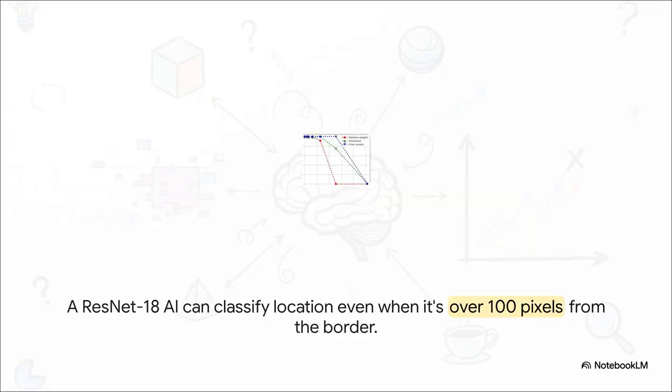And this isn't just a tiny problem happening right at the pixel-thin edge. The research showed that a really popular AI model could still guess an object's location with high accuracy even when it was over 100 pixels away from the border.